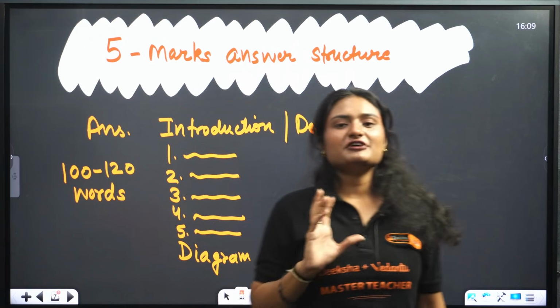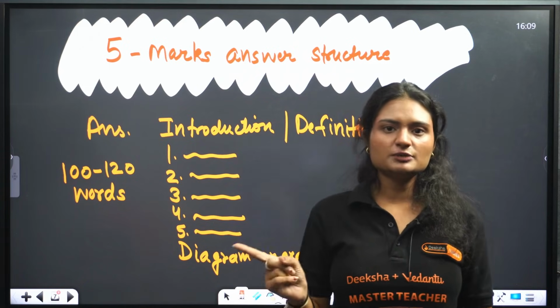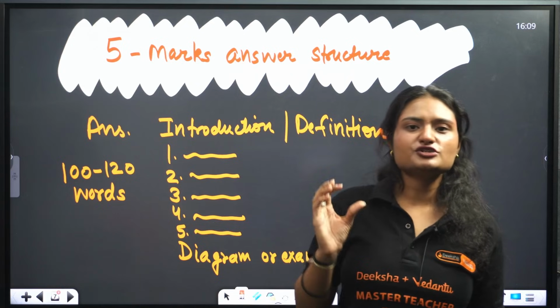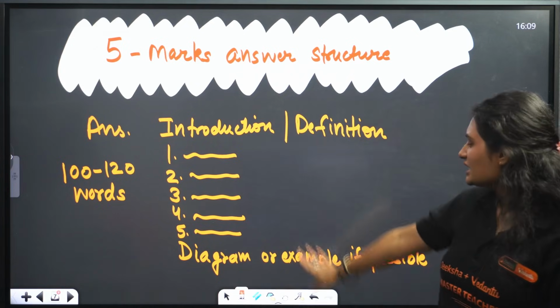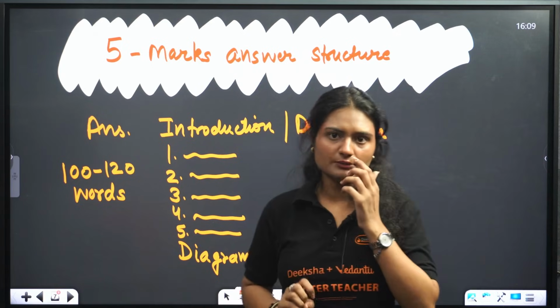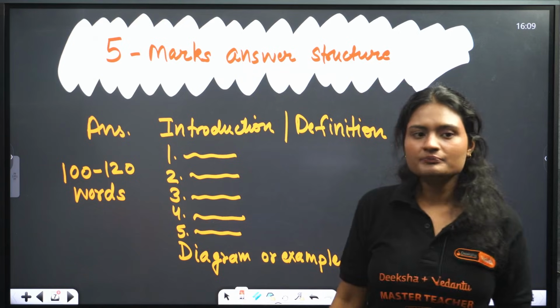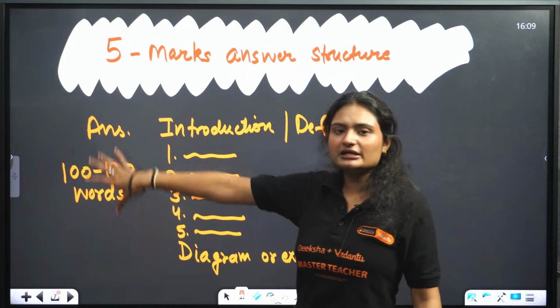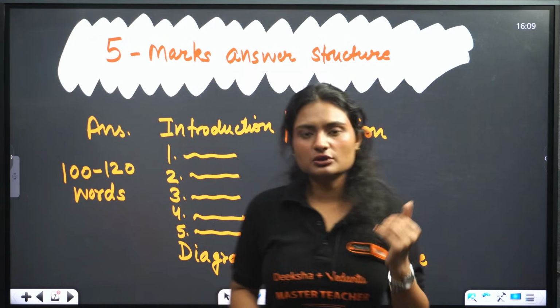Next, when you are writing a 5 marker question, again there are 2 ways you can write it, in paragraph form or in bullet points. Do the introduction or definition first, then write 5-6 bullet points, and after that, if any diagram is given or any example is needed, give that example or diagram, okay? Diagrams are given at the end and examples you give in between, okay? Then again, if it is a paragraph, write 100 to 120 words, do not exceed the limit and do not write below it.